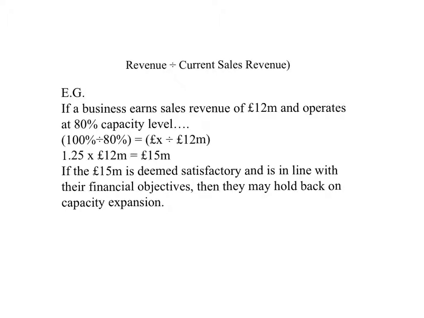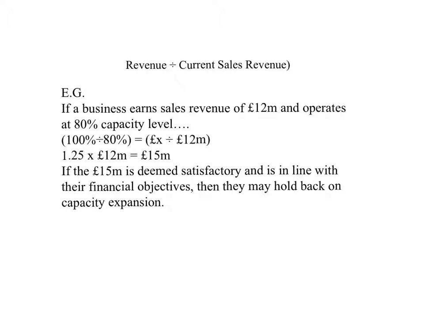So if a business earns sales revenue of 12 million and operates at 80% capacity level, then what you do is your capacity first. Obviously, the maximum capacity would be 100%. Divide it by your 80%, which is what they're currently at, and that would get you 1.25. Then what you do is you times it by your 12 million, which is their current sales revenue, and that'll give you 15 million. So 15 million is their maximum sales revenue at this moment in time.